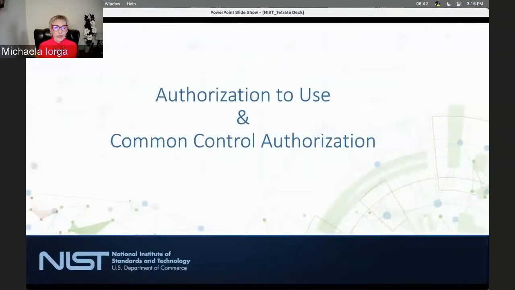But before we get there, there's one extra very important piece of information because we discussed at length authorizations, ATO, continuous ATO, and concepts in a cloud environment where controls get inherited. So next, please.